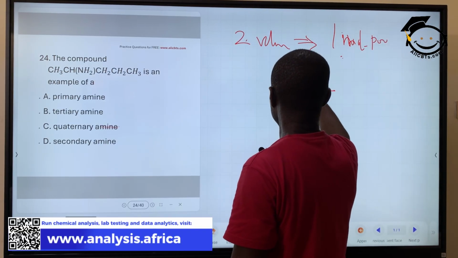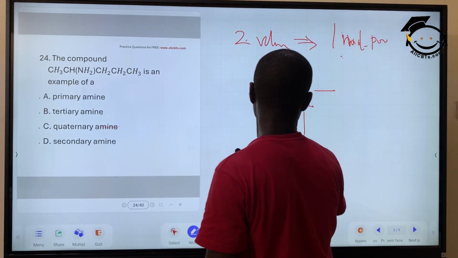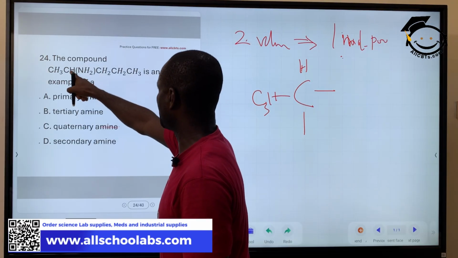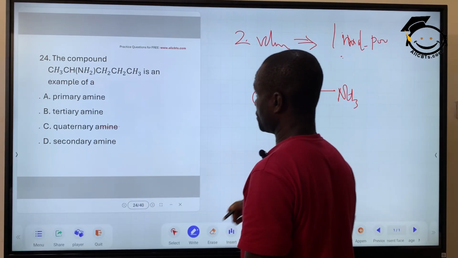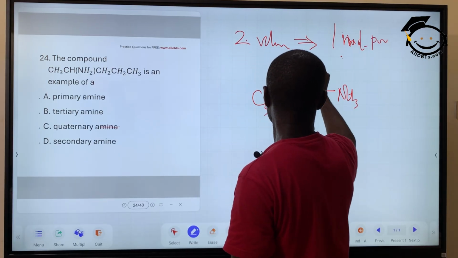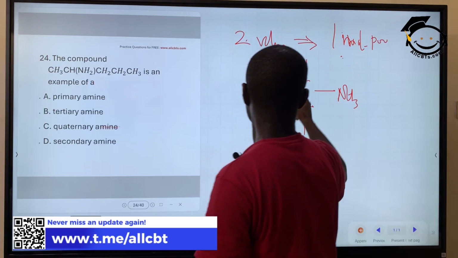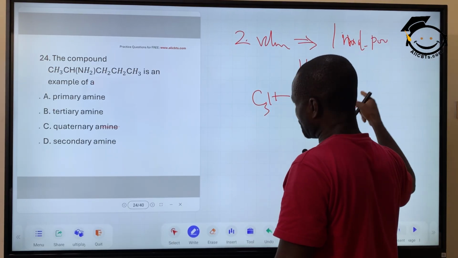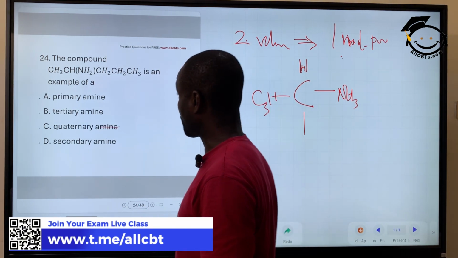This is the carbon atom, hydrogen from here, CH3. We have 1 hydrogen. This is the one attached to the amine group. We have 1 hydrogen here. So it makes it a primary amine because 2 hydrogens are attached to the carbon atom attached to the amine group. The correct answer is primary amine.